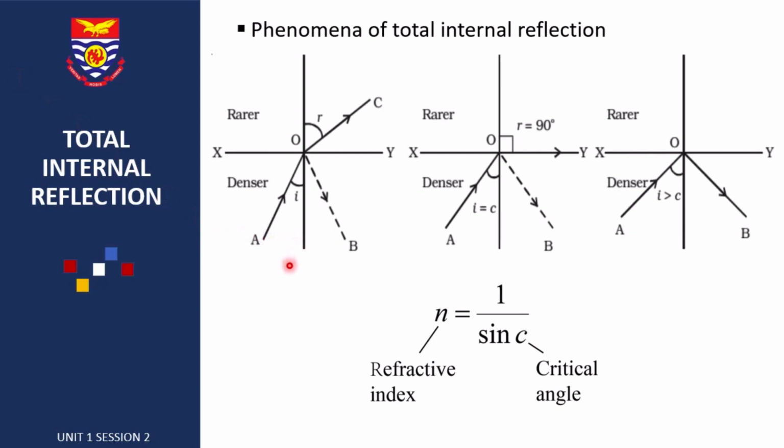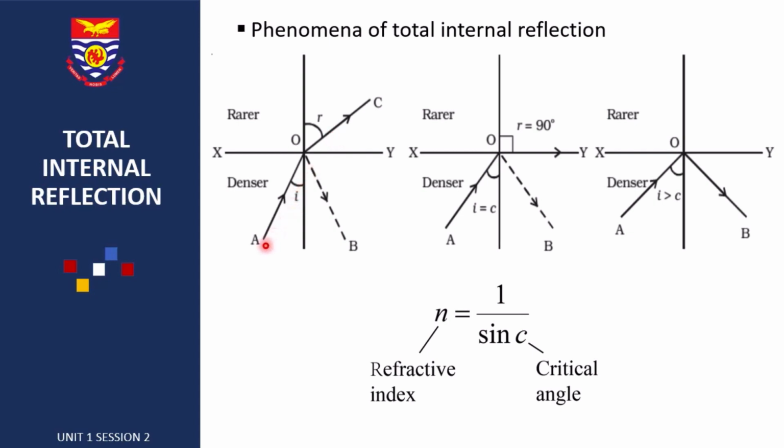So let me use this schematic diagram to explain to you. We have 3 diagrams here. We have a denser medium to a less dense medium. We have A traveling to C, that is from a denser medium to a less dense medium. And we have A traveling to B, but this time around it's reflected. Because we are traveling from a denser medium to a less dense medium, automatically we expect that the angle of refraction should bend away from the normal.